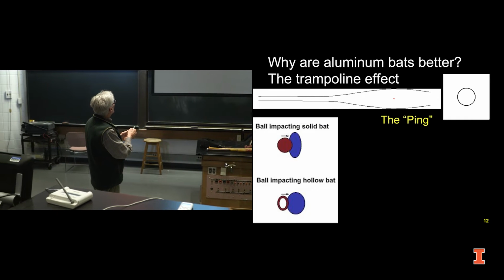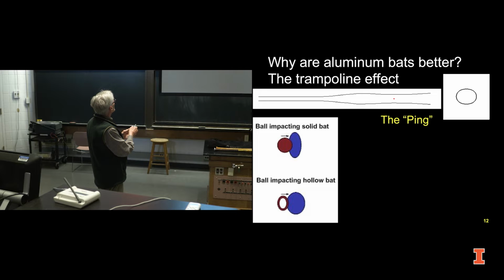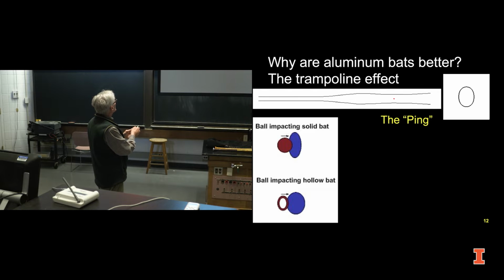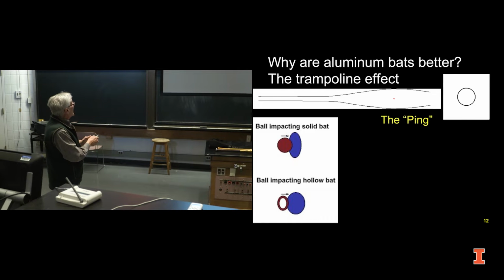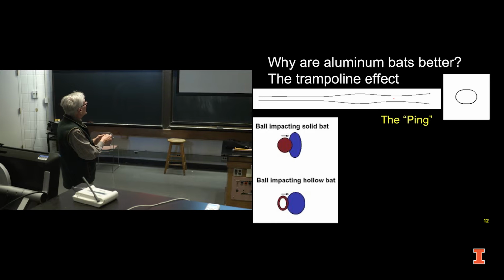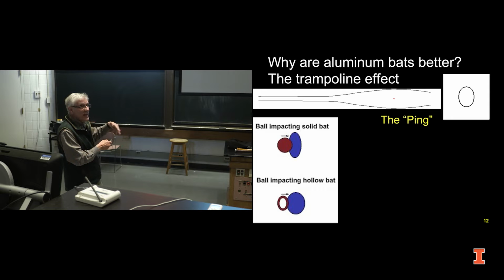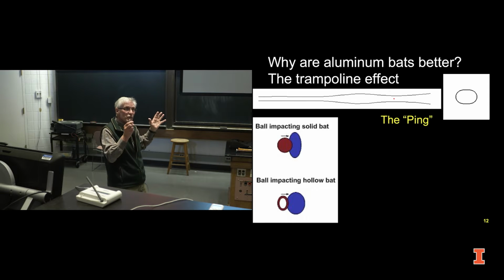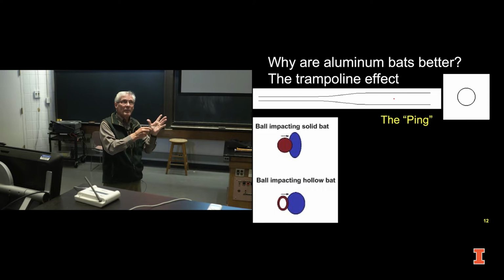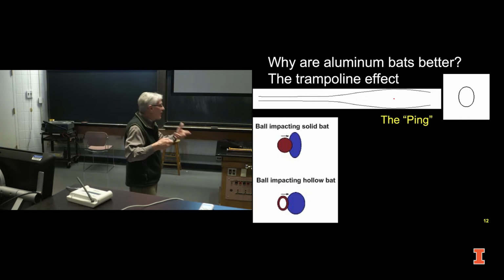This is the ball hitting a wood bat, a solid wood bat, and you see it compressing in this little cartoony picture here. And now the ball is hitting a hollow bat, and the hollow bat compresses so that some of the energy is taken up not by compressing the ball, but by compressing the bat. Now, the ball is very, very inefficient.